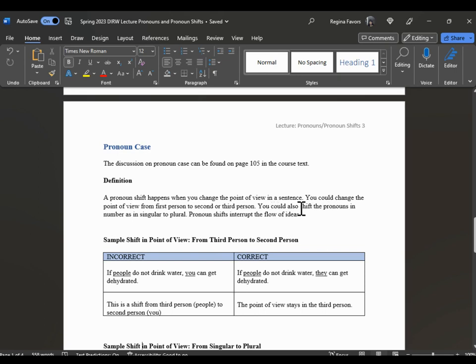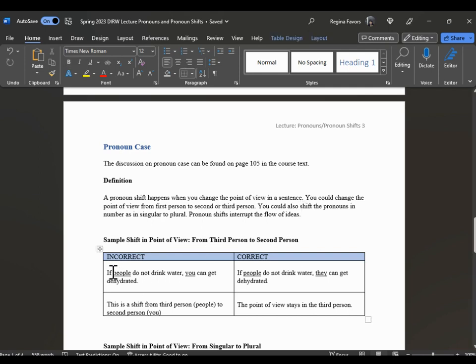Pronoun shifts interrupt the flow of ideas, because a lot of times we don't know who is saying what or what it refers to. We might start out knowing, but then the pronouns are shifting to the point that we don't quite know if the ideas are continuing with that same person. So, a sample shift in point of view from third person to second person.